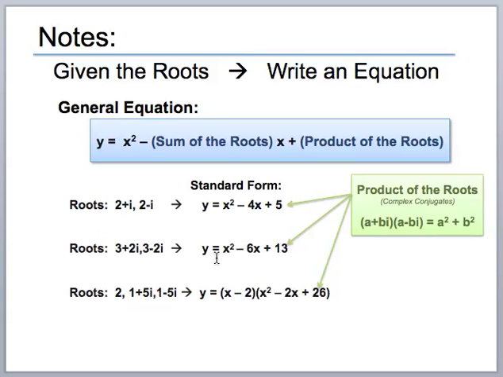Hopefully this activity was successful for you. So in the future, whenever you see 2 roots that you're given, hopefully you can now find the equation that creates those roots by simply following the format that we have up here in this blue box. Good luck, and hopefully you're successful.